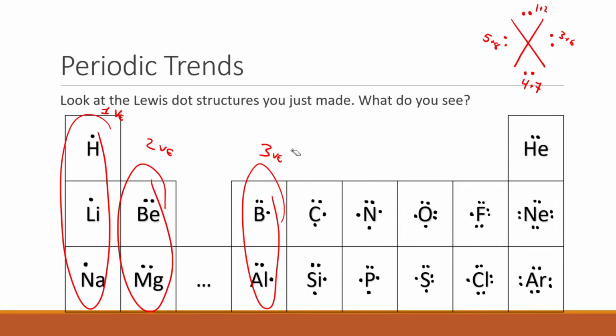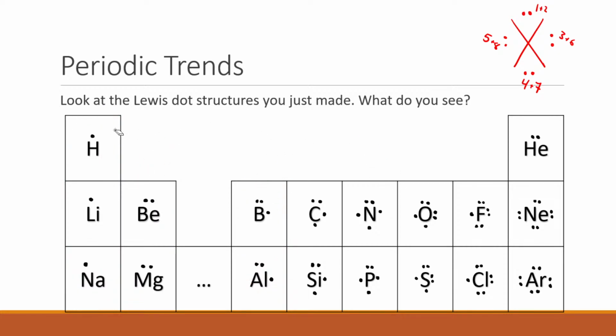Another pattern that we see is that as we move from left to right, we increase the number of valence electrons by 1, right? 1, then 2, then 3, then 4, then 5, then 6, then 7, then 8. And once we hit 8, we start again. 1, then 2, then 3, then 4, then 5, then 6, then 7, then 8. So as we go from left to right, we are filling up the valence shell.